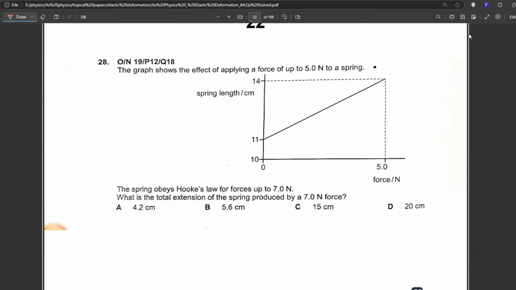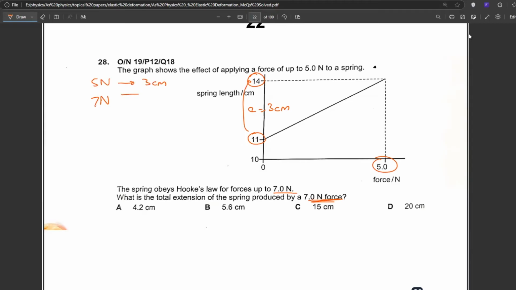The graph shows the effect of applying a force of up to 5 Newton to a spring. The spring obeys Hooke's law for forces up to 7 Newton. What is the total extension produced by the spring by a 7 Newton force? Perfect. So if you are applying a 5 Newton force, your spring length goes from 11 to 14. There is an extension of 3 centimeter. What will be the extension when you apply a 7 Newton force?